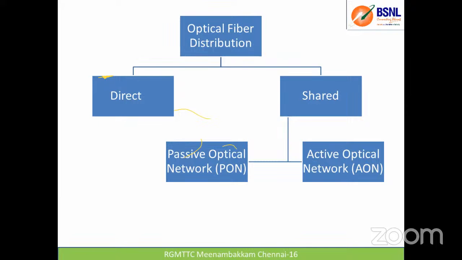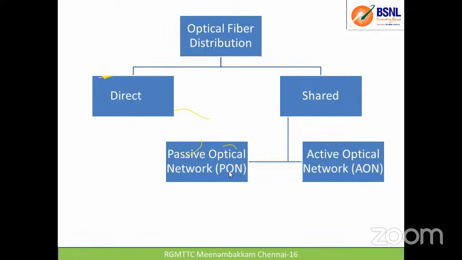ONT is customer end or customer premise equipment. ONT is optical network terminal. It looks like a modem, and it acts as a modem placed at the customer end. From OLT, the connection goes to the customer using a PON, that is passive optical network. We have two types: PON and AON.